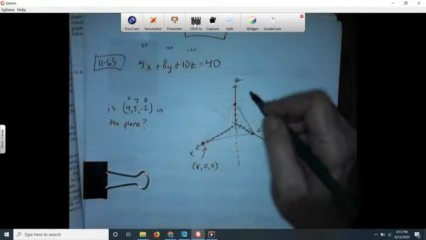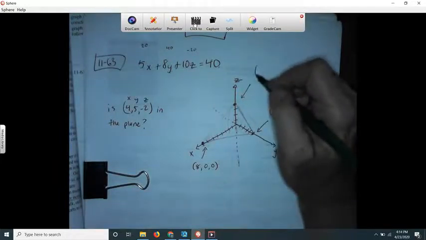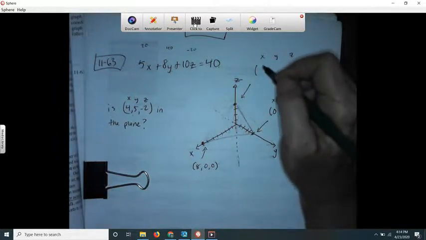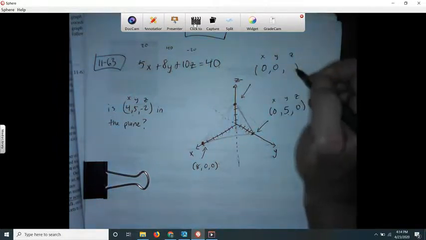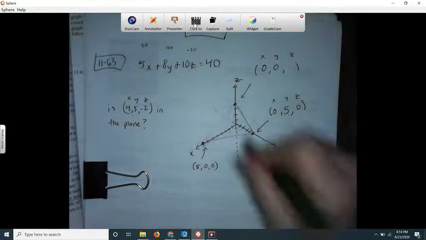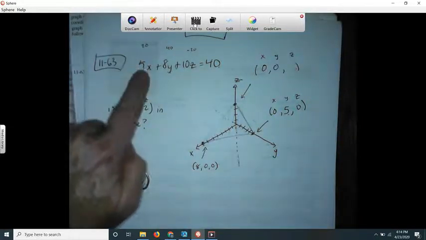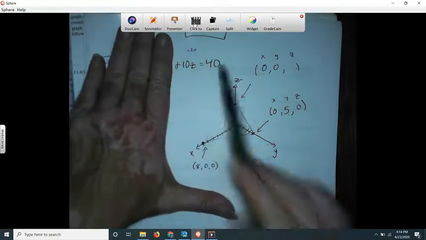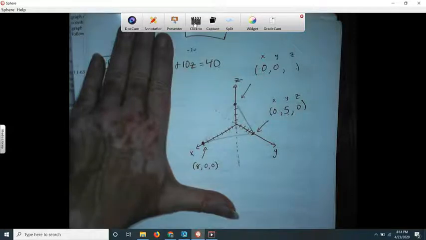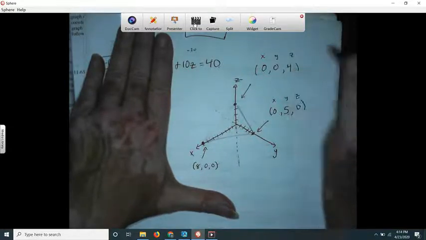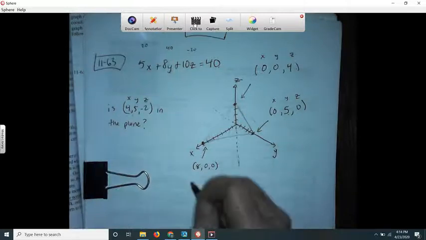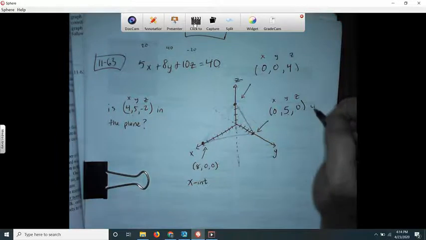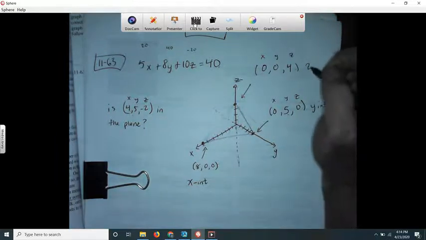And then you can imagine how I found the z-intercept. For x, y, z, I plugged zeros in for x and y, and then I found out what z was. I could just cover them up, and I could say 10 times something equals 40. Well, 10 times 4 equals 40. Okay, so this is the x-intercept. This is the y-intercept. And this is the z-intercept.